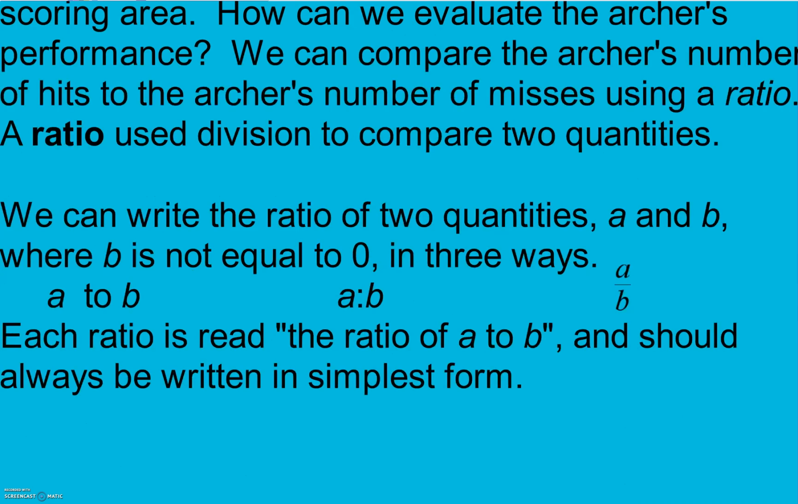We can write the ratio of two quantities, A and B, where B isn't 0, in three different ways. We can simply say A to B with words. We can do A colon B, or we can write it as a fraction, A over B. Each ratio is read the ratio of A to B, and should always be written in simplest form.